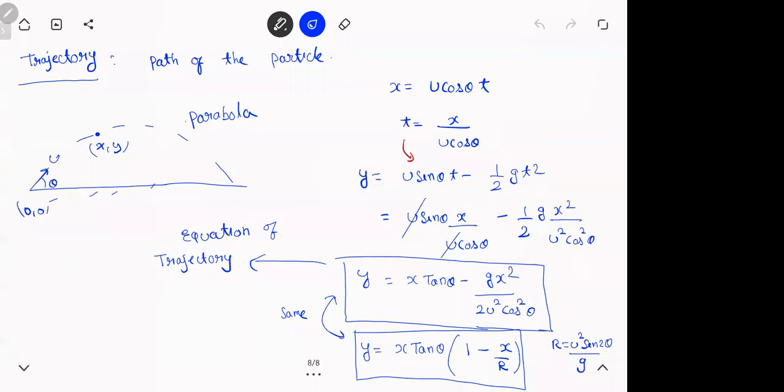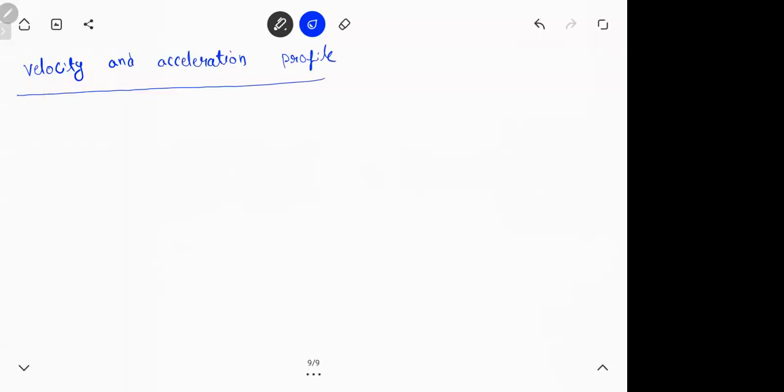Copy. Next thing. Do keep your hands on the velocity and acceleration profile. What do I mean by that? I want to see how the velocities and the acceleration behave during the motion.